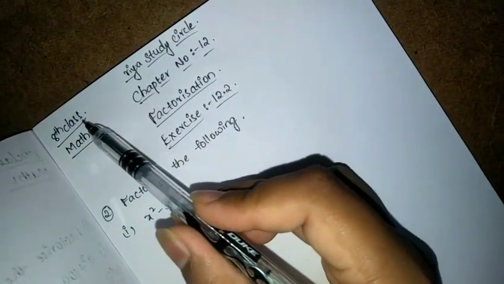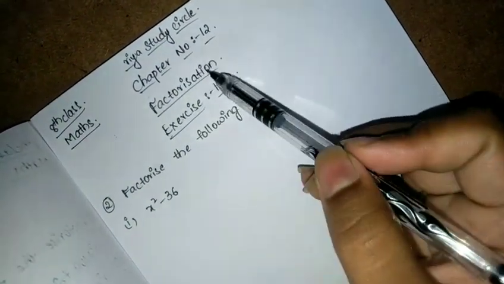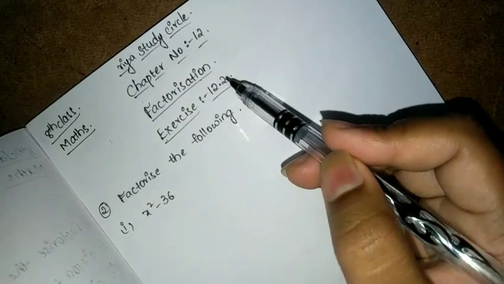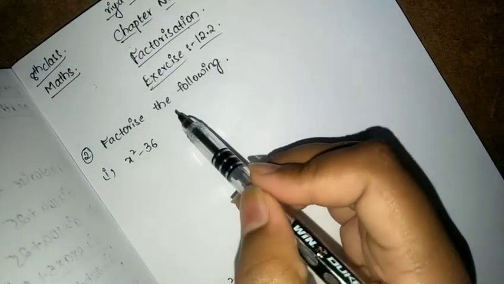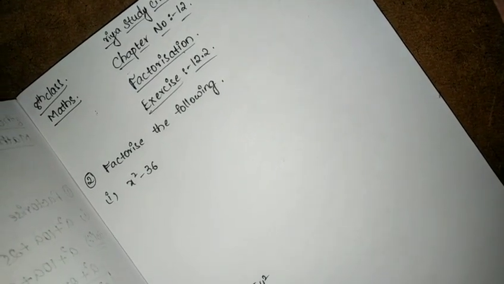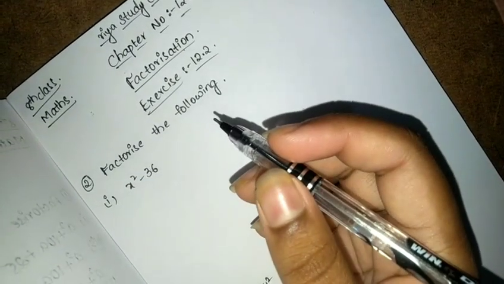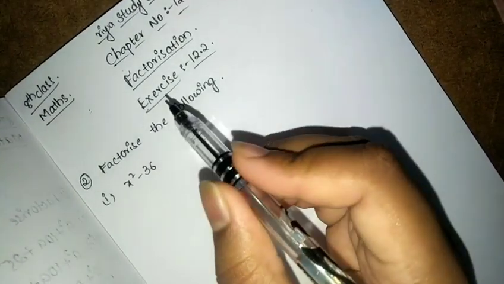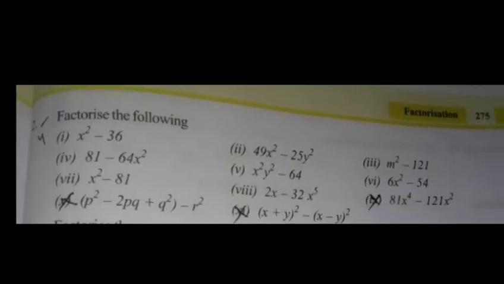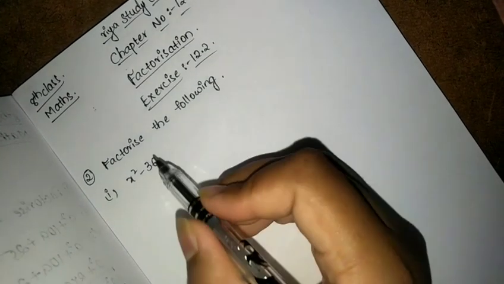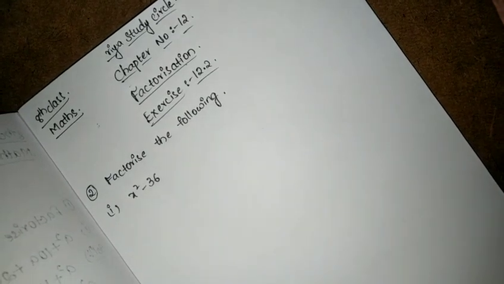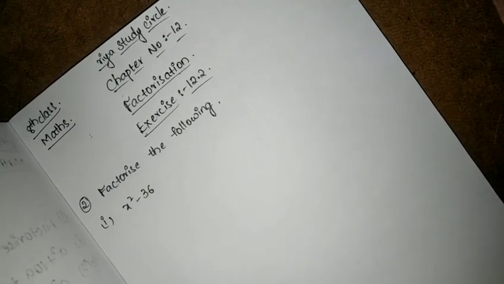Today I am going to explain about 8th class maths chapter number 12, factorization, exercise 12.2, bit number 2. In the last video I explained bit number 1 in exercise 12.2. So today I am going to explain bit number 2 in exercise 12.2. Bit number 2 is: factorize the following. The first problem is x square minus 36.